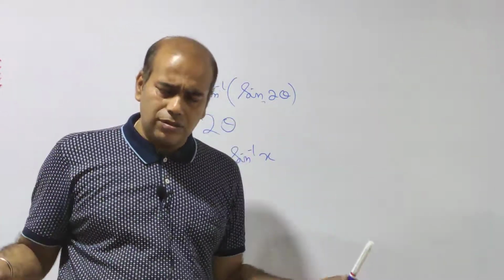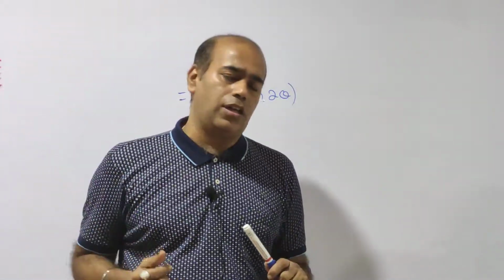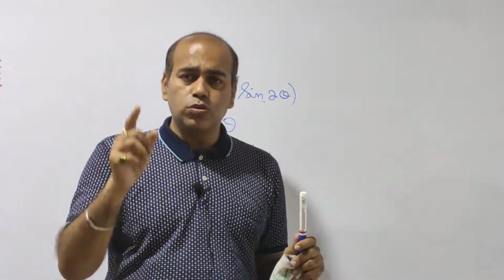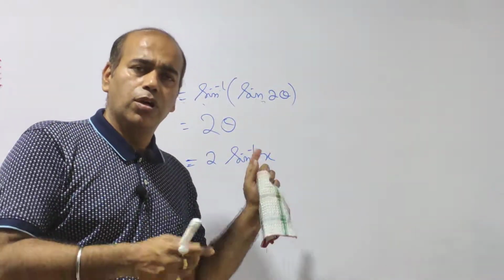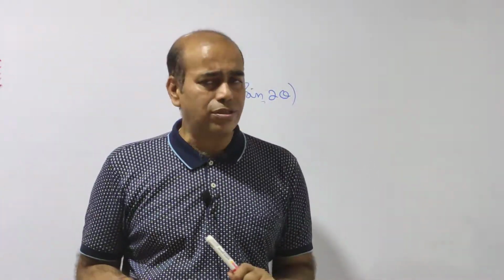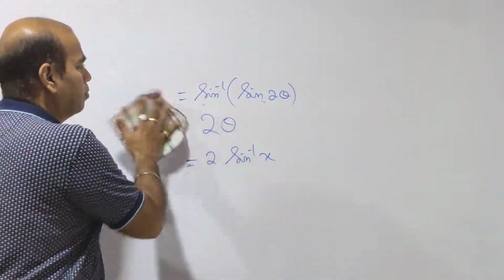It is resembling the formula of sine 2 theta of class 11. Now sine 2 theta of class 11 is what? Sine 2 theta is 2 sine theta cos theta. This is the same, but it is 2x root over 1 minus x square. Root over 1 minus x square is cos theta. So it is all the same thing. So let me take one more example.